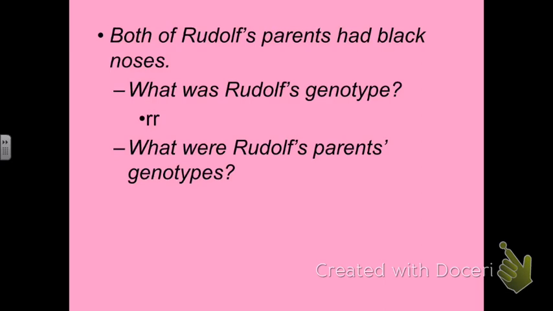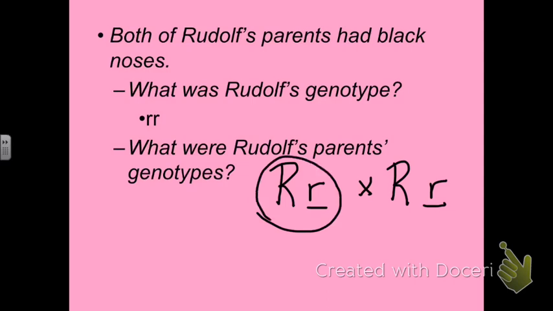Rudolph's parents both did not have the red nose. They had the black nose. So they must have had a dominant allele to have a black nose, but because they both were able to give a recessive allele to their child, Rudolph, they must also have been a carrier for that recessive allele, and their genotypes were each heterozygous. Okay, so be thinking about things like that.